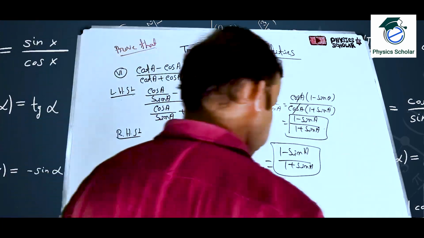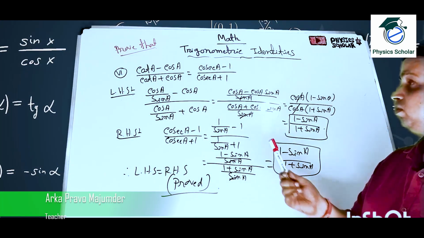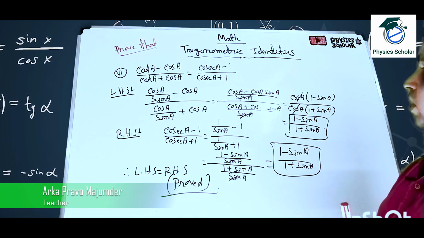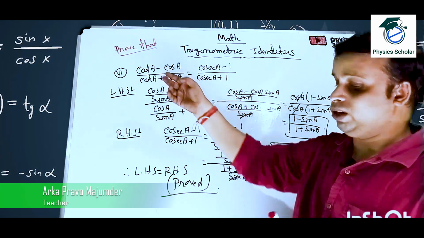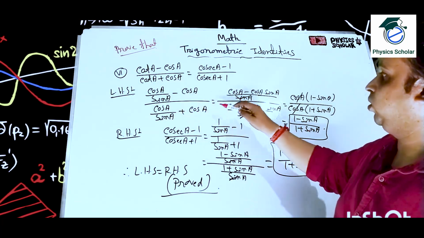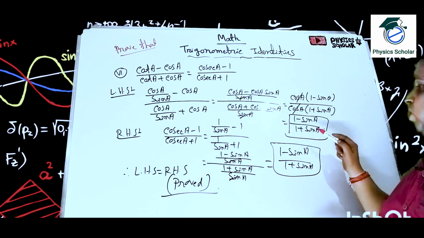See, almost similar to the previous sum. It was tan A minus sin A by tan A plus sin A. But here it is cot A minus cos A. So cot A means what we can write? Cos by sin minus cos A divided by cos by sin plus cos A. So LCM. So cos A common from here. So it is coming 1 minus sin A by 1 plus sin A.